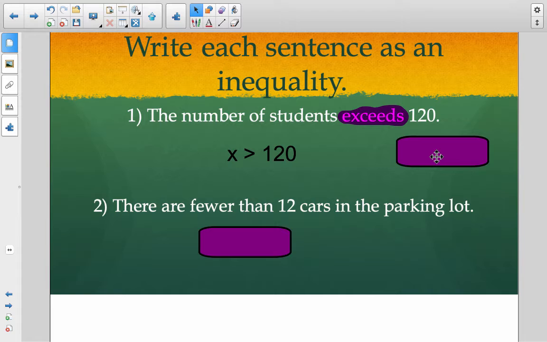Number 2: there are fewer than 12 cars in the parking lot. My keyword there would be fewer than, and fewer than goes with the inequality symbol less than. There are less than 12 cars in the parking lot. So I'm going to use a variable to represent the number of cars, that's c, less than 12.